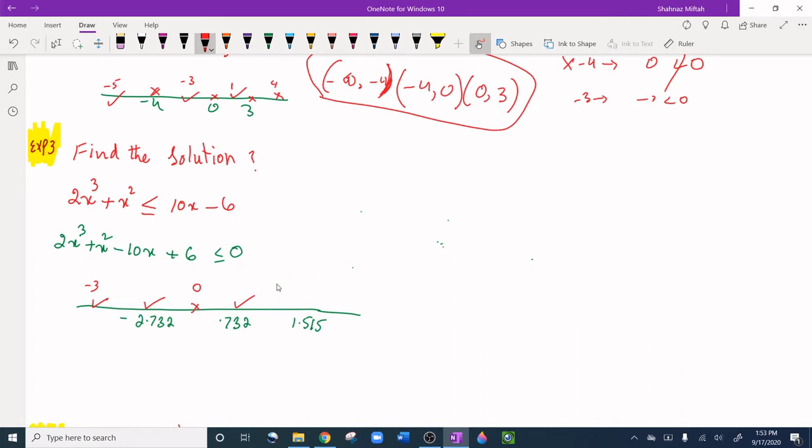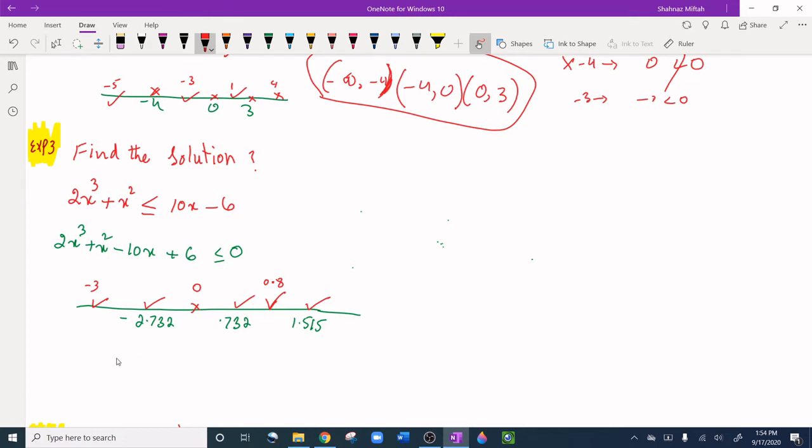Up here, plug in probably 0.8. This one is also working. I am getting something less or equal 0. 1.5 is also working. I am getting something less or equal to 0. And I think that's enough for this. So everything is working except between them.